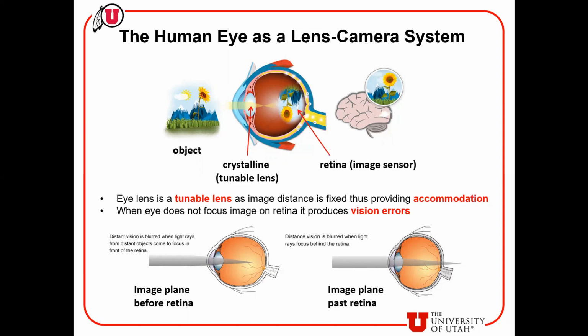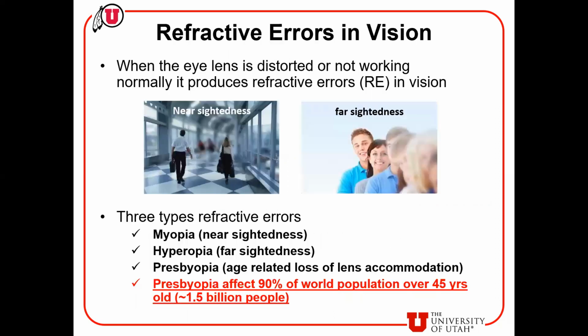When the eye lens is not working properly and does not focus the images at the retina, it produces vision error. For example, it may focus the image before or after the retina, thus producing refractive errors and blurred images that are distance dependent. Two common refractive errors are nearsightedness and farsightedness. In nearsightedness or myopia, one can clearly see objects near, but not far, and vice versa for farsightedness or hyperopia. A third and nastier type of defect occurs when the eye lens loses tunability and accommodation with age, leading to presbyopia. Presbyopia affects about 90% of the world population over 45 years old, or about 25% of the total world population.